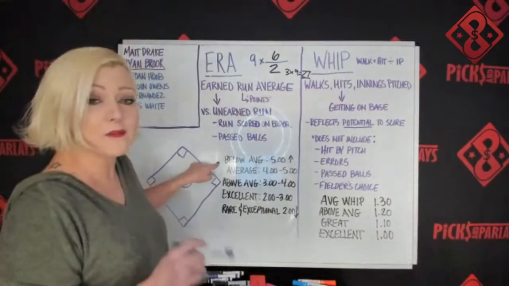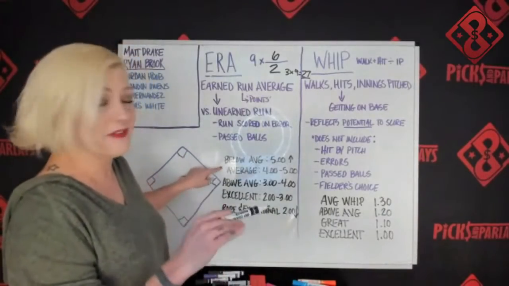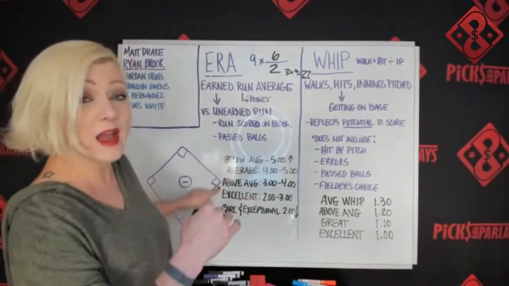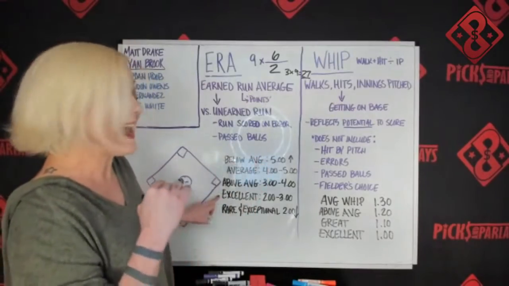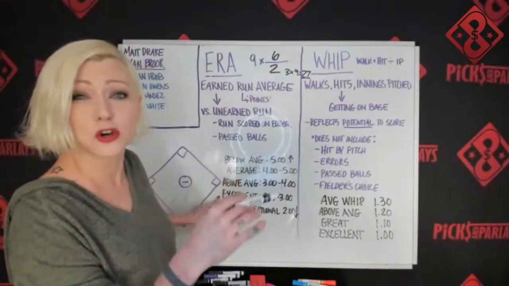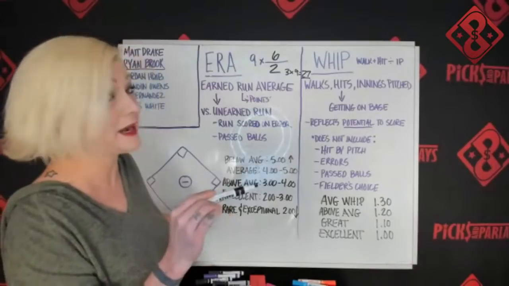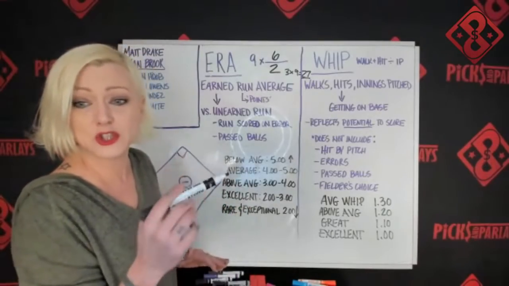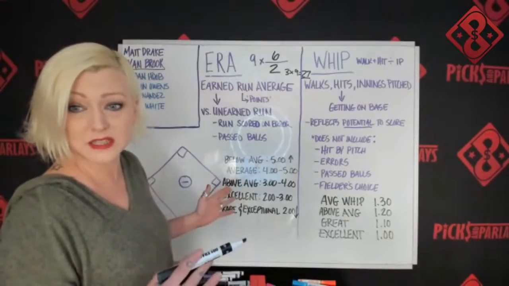So a below average ERA is going to be in the 5s. Something average is between 4 and 5. Above average, 3 to 4. An excellent ERA is going to be in the 2 to 3s. That's where you're going to find your Kershaws and your really big bad A pitchers. And then a rare exceptional ERA would be a 2 or below. So that's kind of what's up there.